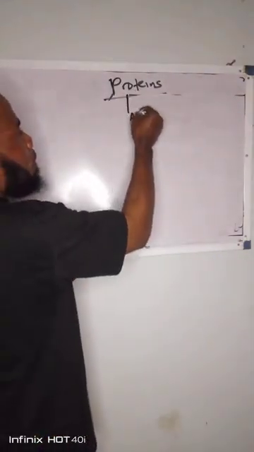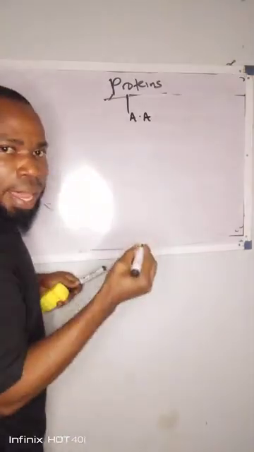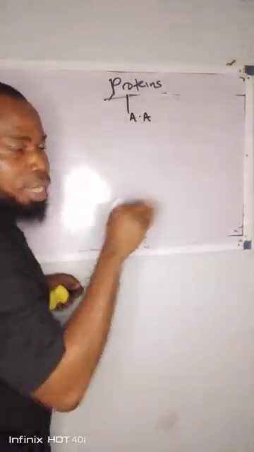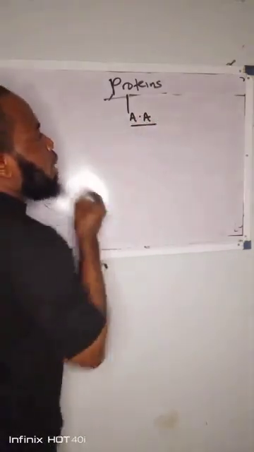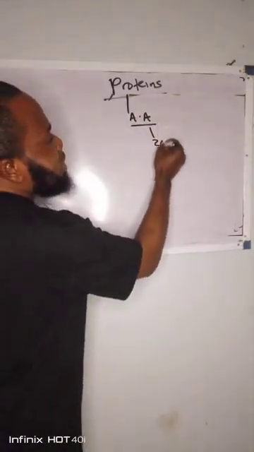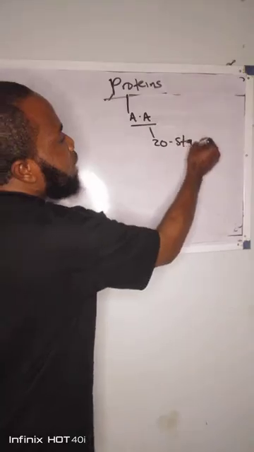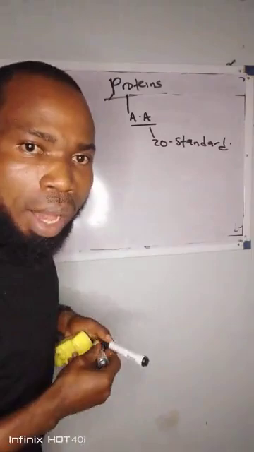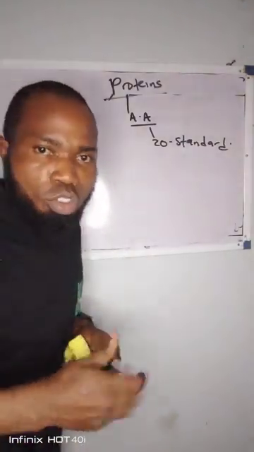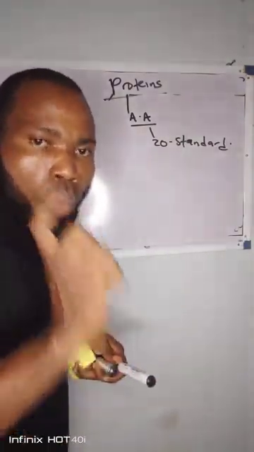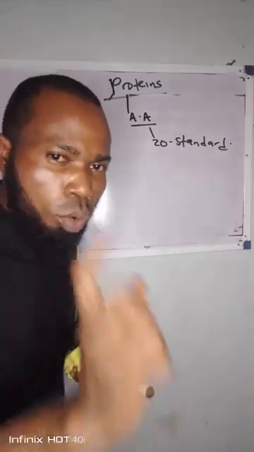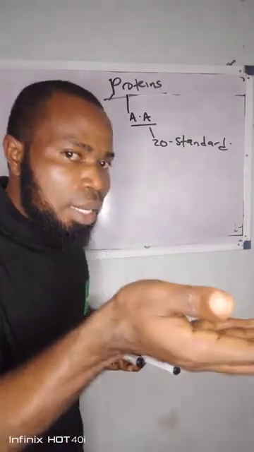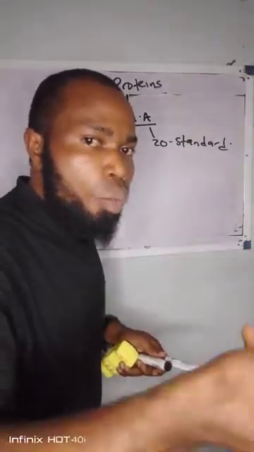We have the amino acids. I'll represent them with AA just because of space. Pardon me, AA, amino acids. Now, there are 20 standard amino acids, and these standard amino acids have different structures. But first off, what is the basic structure of an amino acid? And how do I get to know these amino acids with their structures easily?